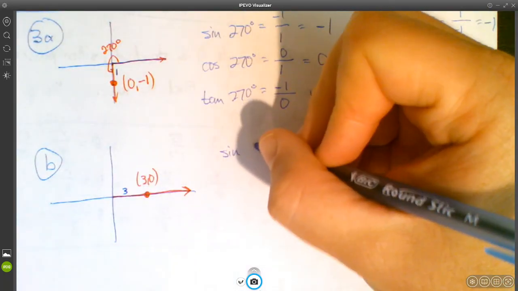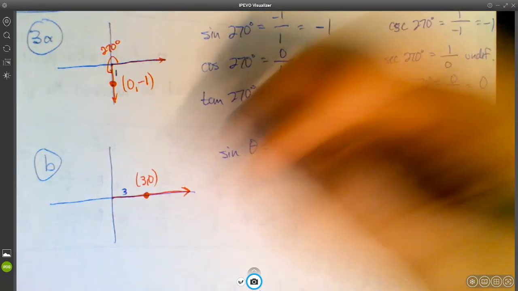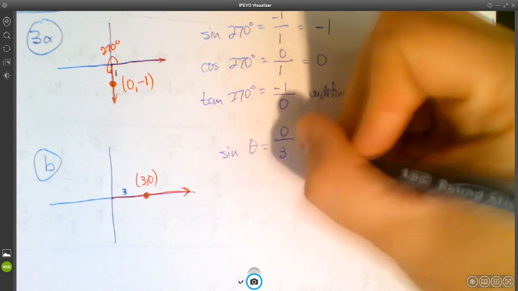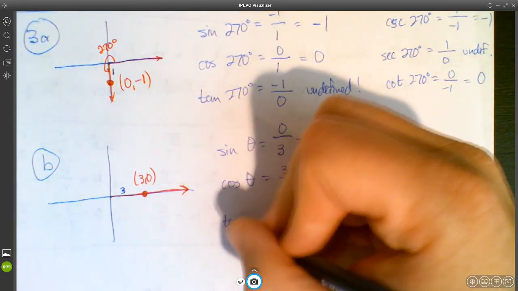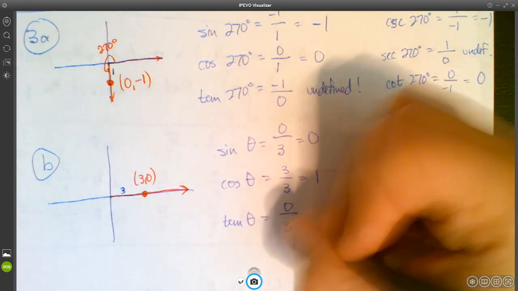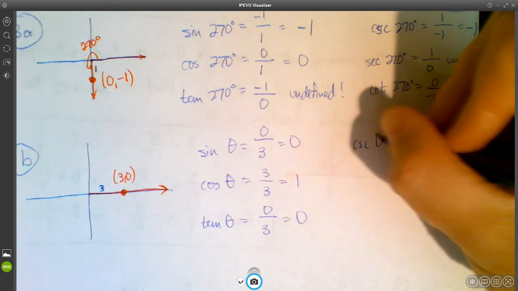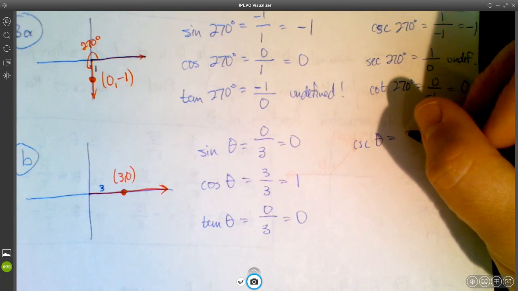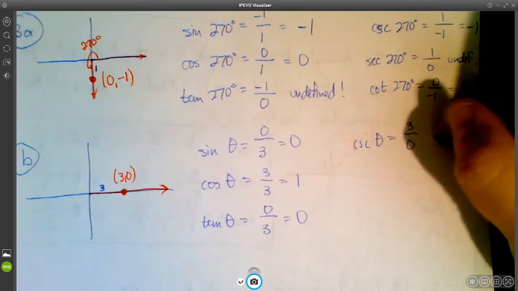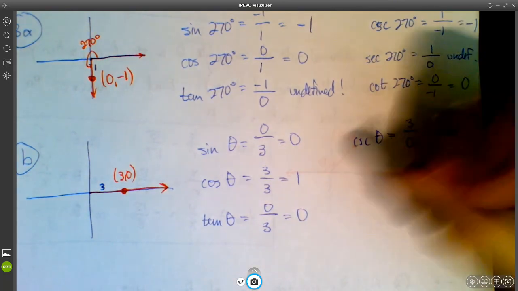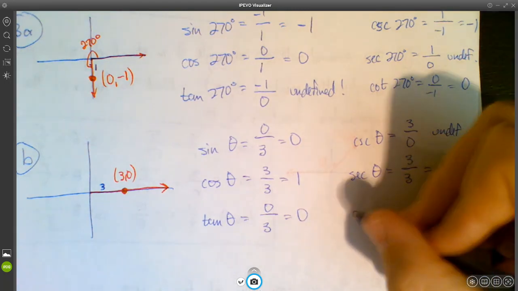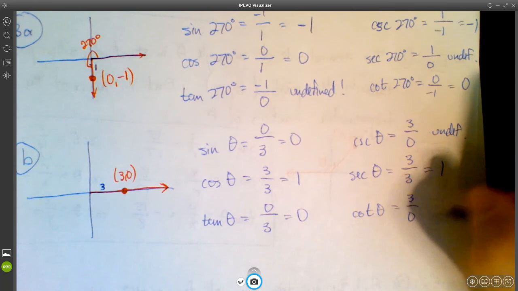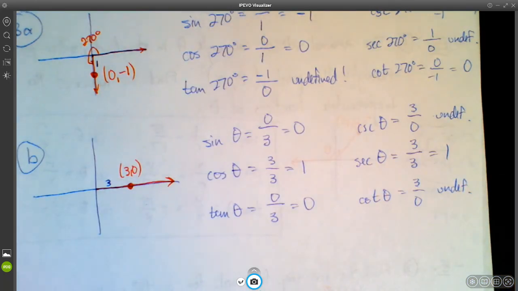So sine theta is going to be y over r. Cosine theta is x over r. Tangent theta is y over x. Cosecant theta is r over y. Secant theta is r over x. And cotangent theta is x over y. Okay, and that's that one for part B. And that'll do it for this section. Okay, we'll talk about this some more in the next one.